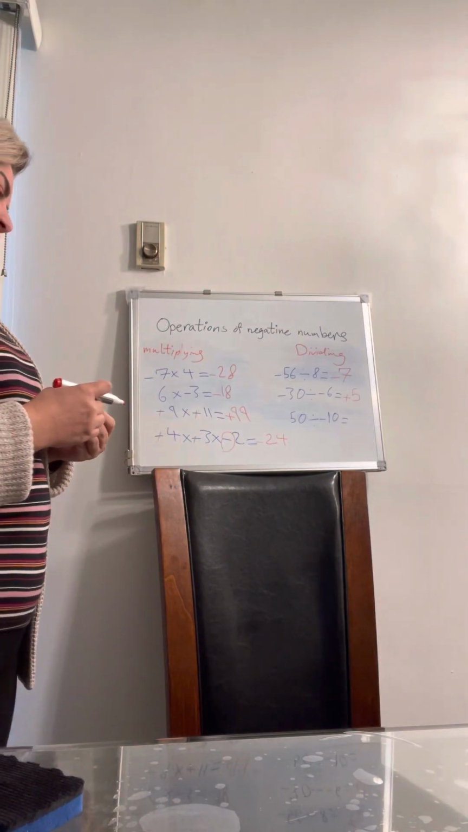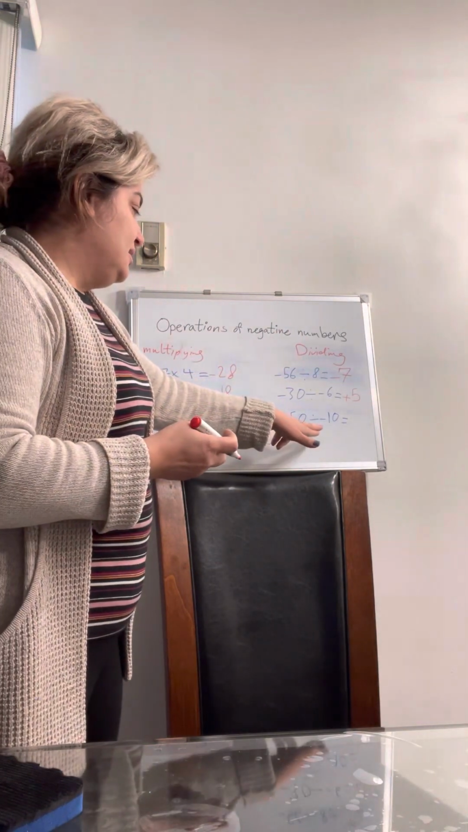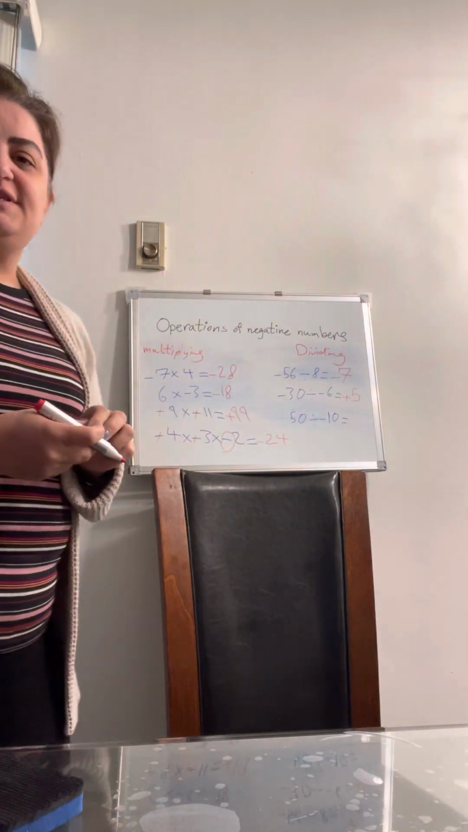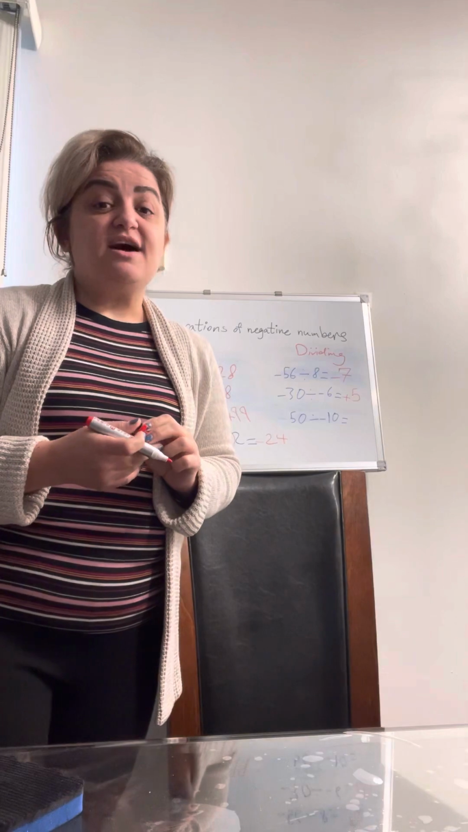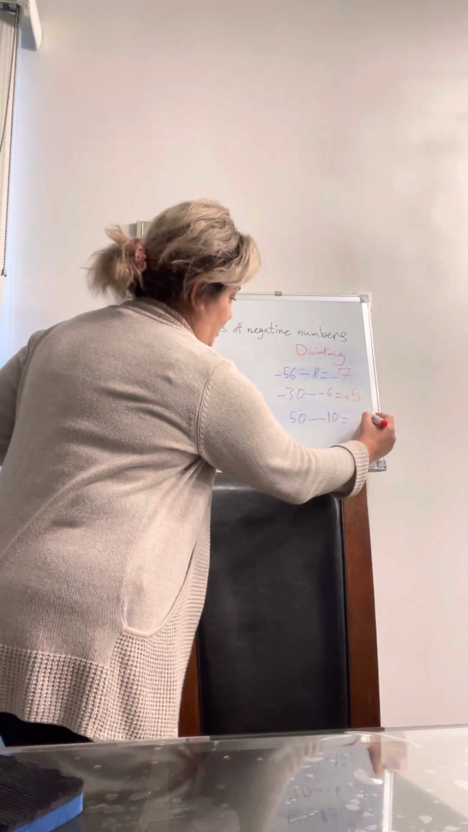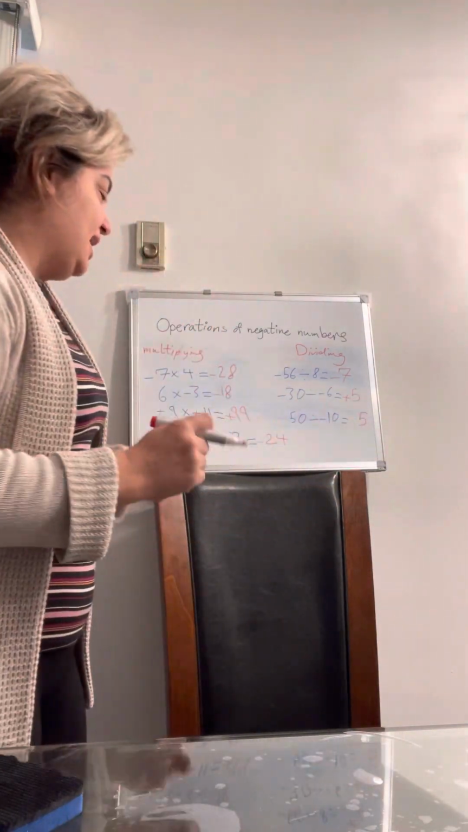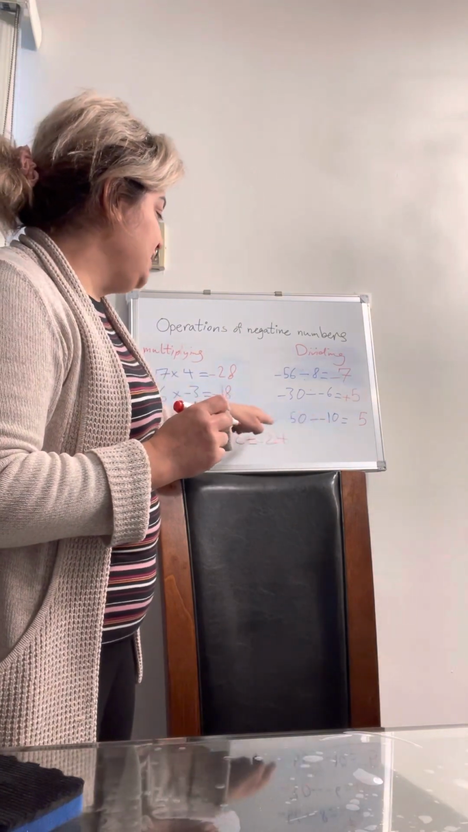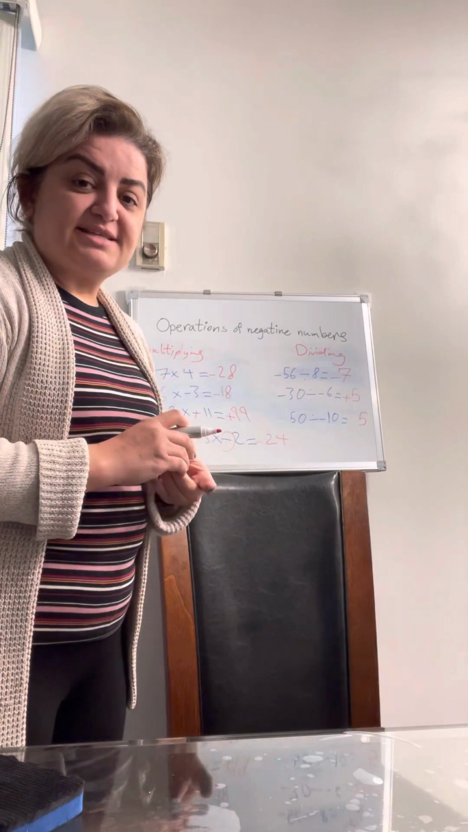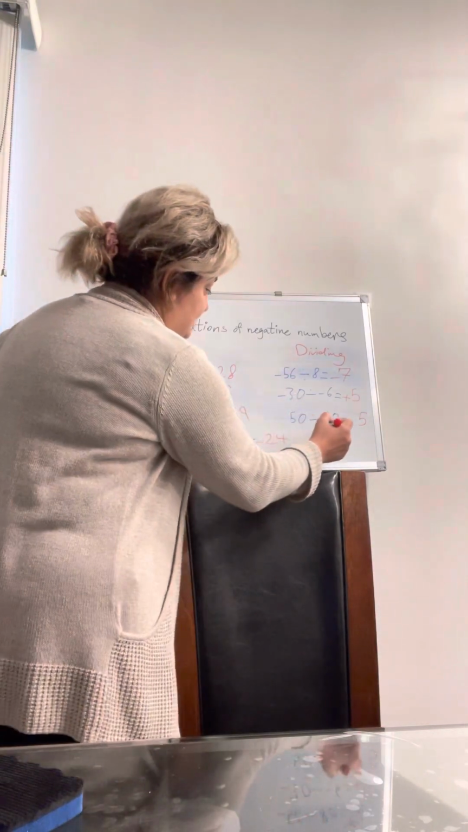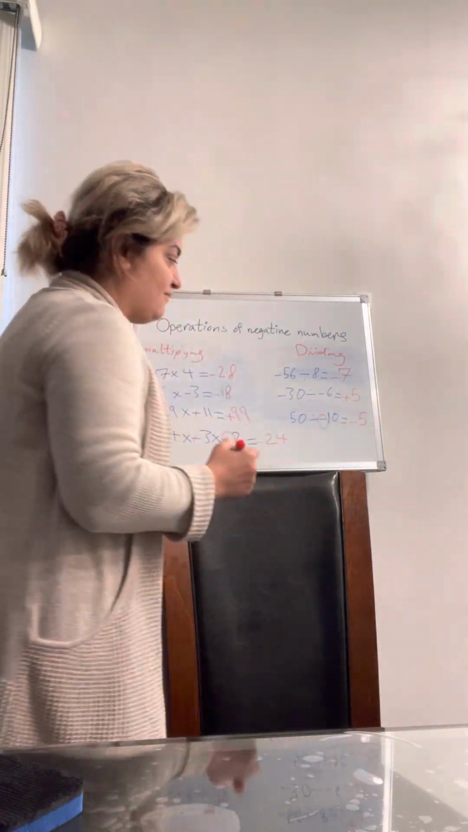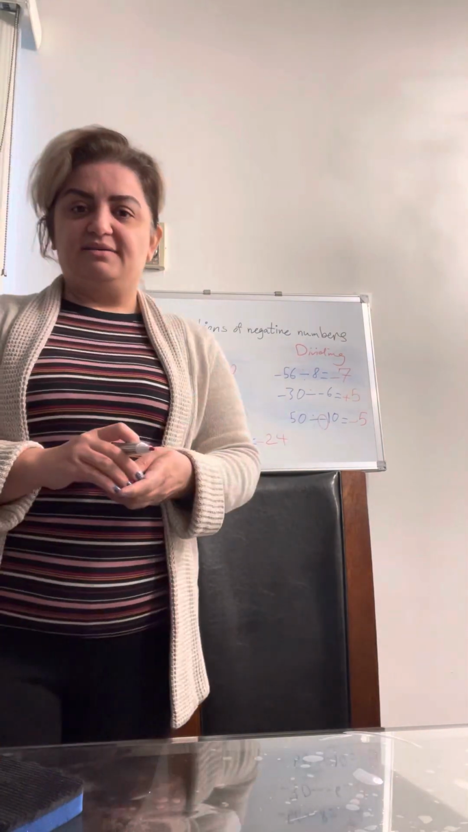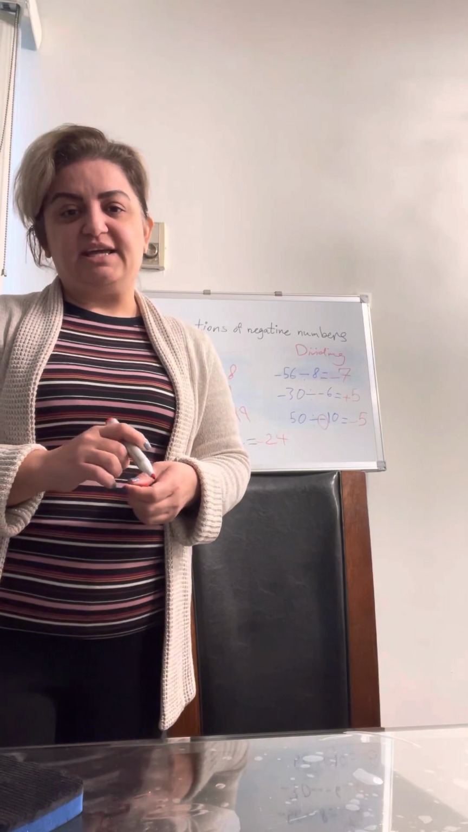For the third example, 50 divided by negative 10. 50 divided by 10 is 5. Now it is time to look at the negatives. How many negatives do we have in the example? One. That is alone and comes before our answer. Negative 5. This is my description of the operations of negative numbers.